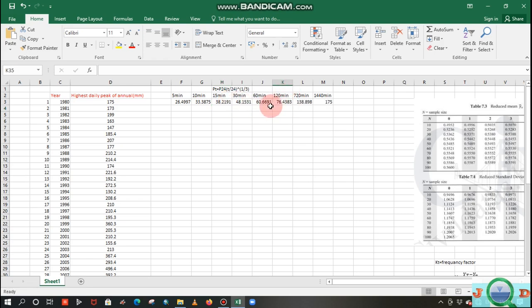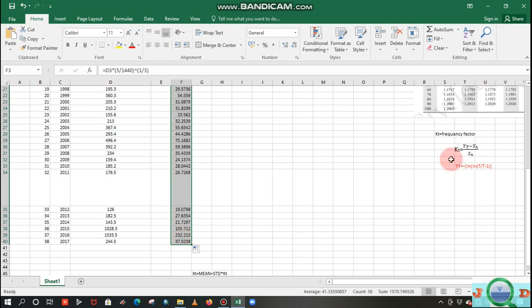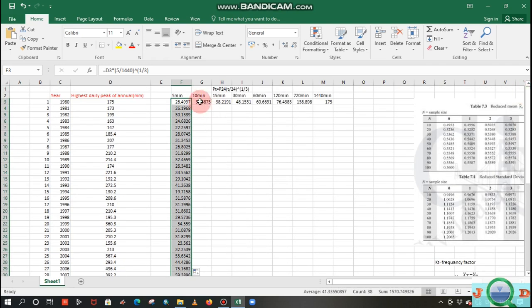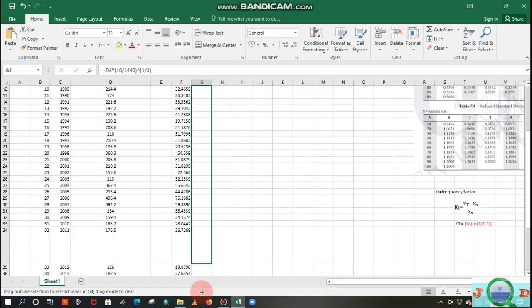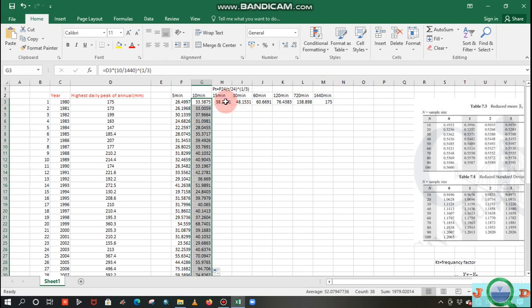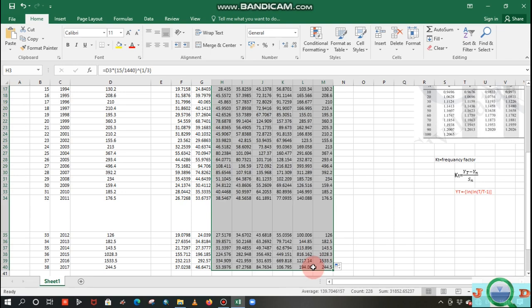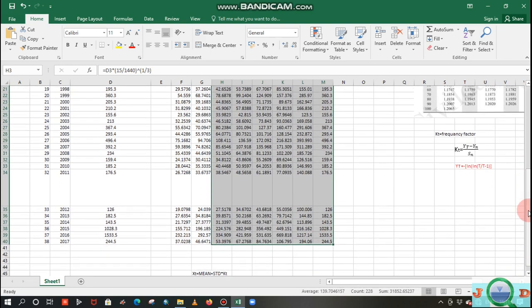Complete it for the rest of the time intervals. Now scroll this value down for each year till 2017. And the same for all other time intervals, 10 minutes, 15 minutes.